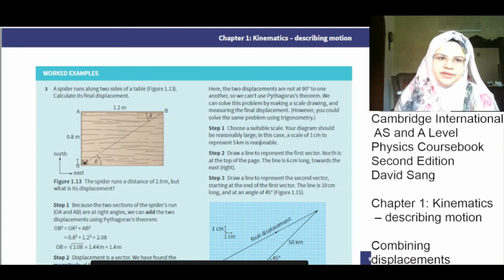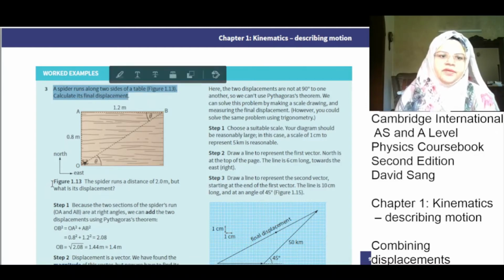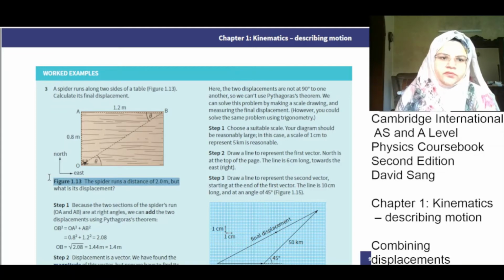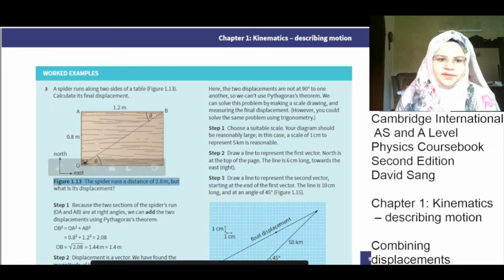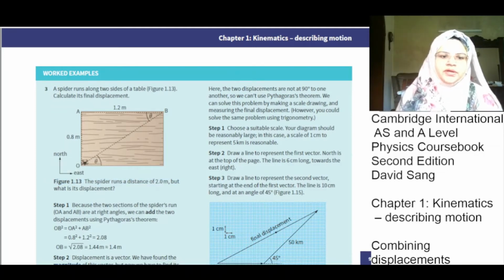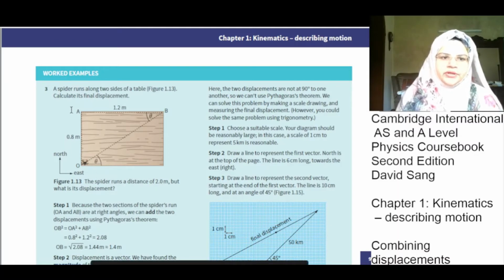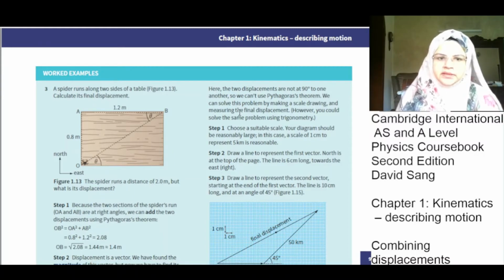Worked example 3. A spider runs along two sides of a table, figure 1.13. Calculate its final displacement. The spider runs a distance of 2 meters, but what is its displacement? If we look at the table, the spider travels from O to point A in the north direction, which is equal to 0.8 meter, and then from A to B, which is equal to 1.2 meter in the east direction, giving the total distance of 1.2 meter plus 0.8 meter, which is equal to 2 meter. We need to calculate displacement, which is the line connecting the origin to point B.